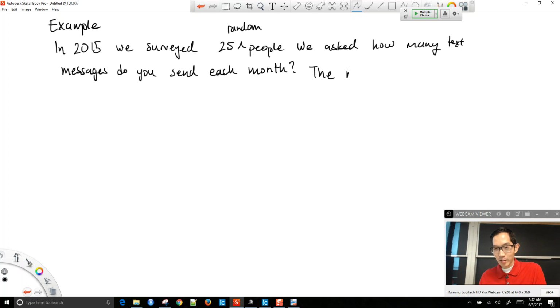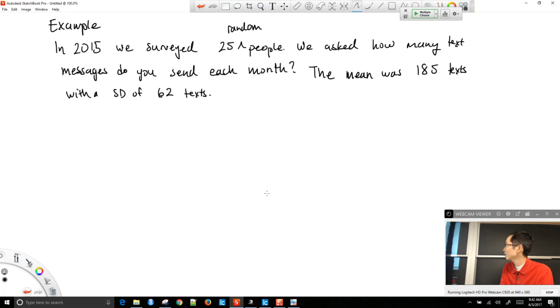I have no idea. But we'll say the mean was, I don't know, 185 texts, with a standard deviation of 62 texts. Okay, it's probably very right skewed, would be my guess.